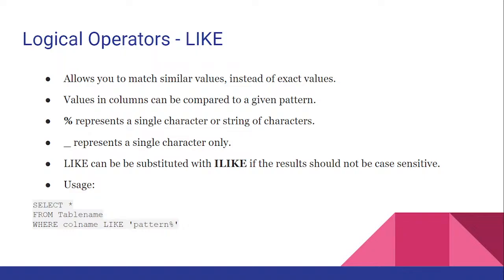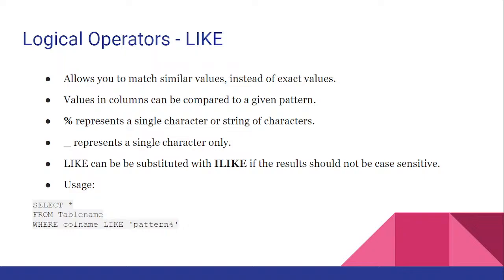The second character which we use in pattern matching is underscore. What underscore does is it represents just one single character, as opposed to percent, which represents a single character or a string of characters. It can be used to identify either of them.